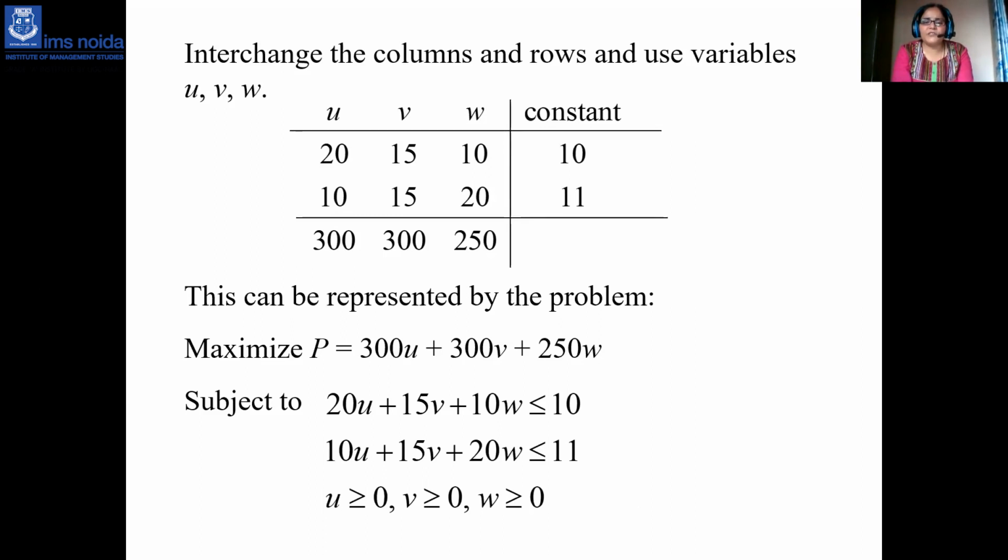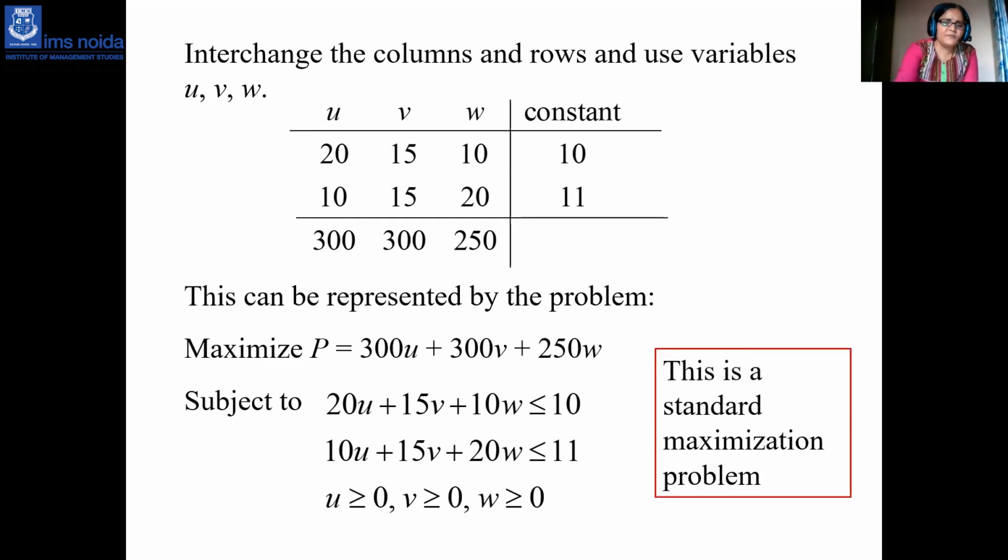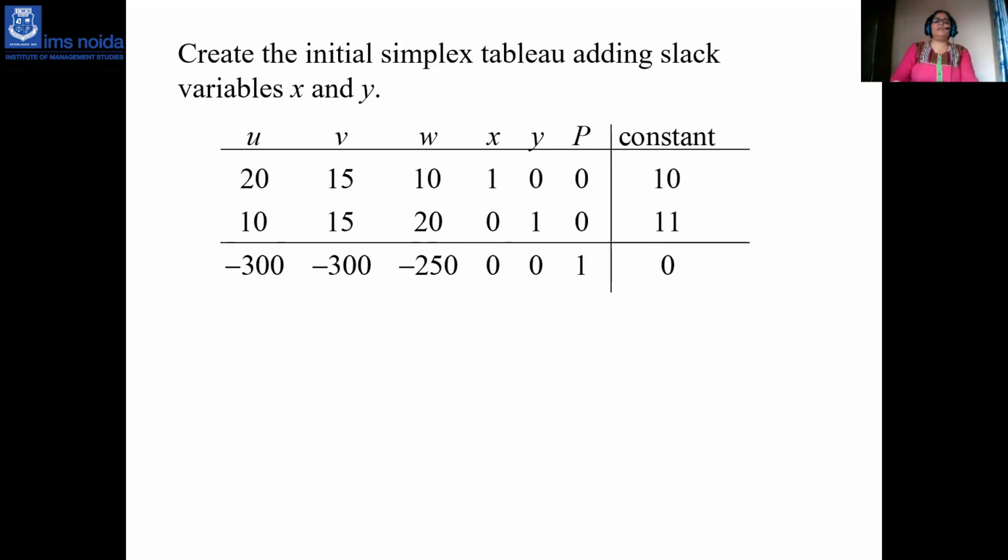Now, subject to the constraints: 20u plus 15v plus 10w less than or equal to 10, and 10u plus 15v plus 20w less than or equal to 11, where u, v, w are the slack variables. So this is all about your standard maximization problem. You see the minimization problem has been converted to a standard maximization problem. Now you make the initial simplex table by adding the slack variables.